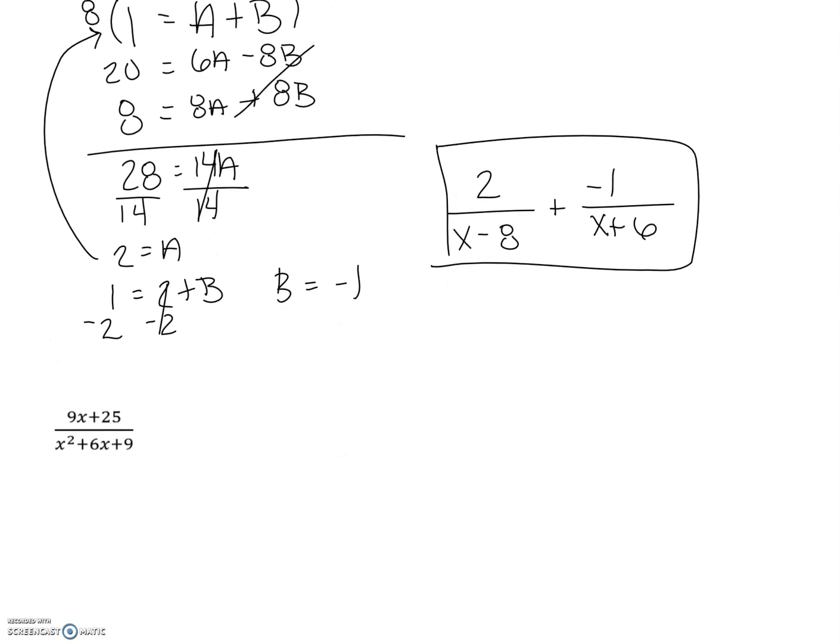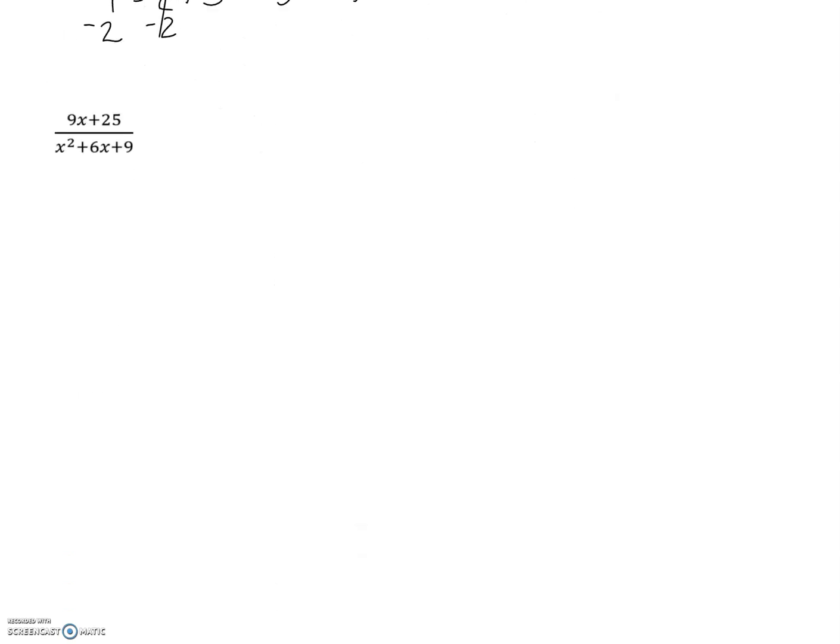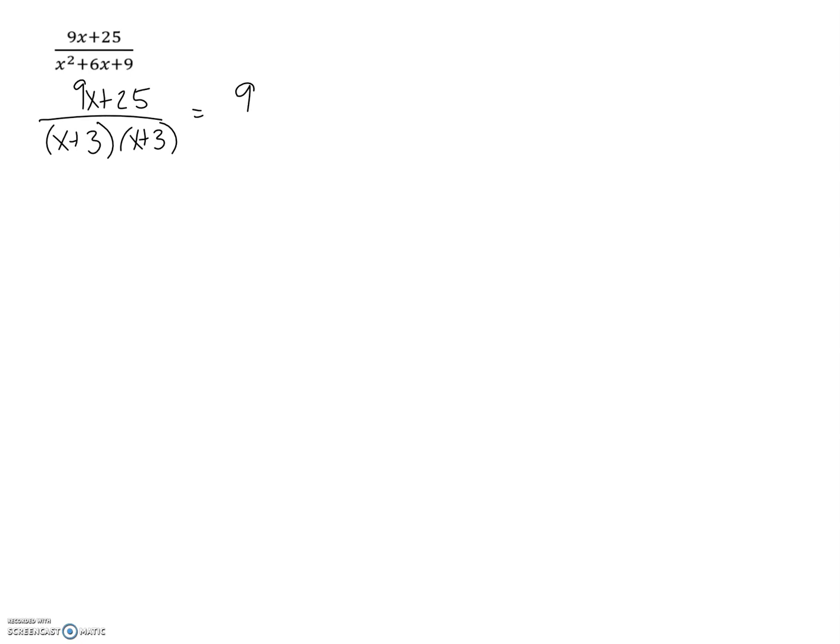We're going to do one more practice problem together just because it is a little bit different than the previous two. This time when I factor my denominator, x squared plus 6x plus 9, I get x plus 3 times x plus 3. This is called a repeated factor. It's the same factor twice. Another way to think about this is 9x plus 25 over x plus 3 squared.